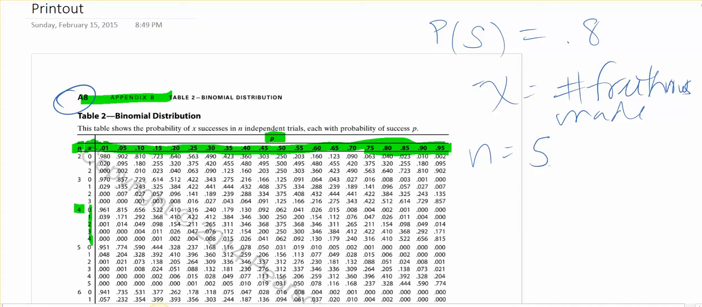Okay, so she's going to shoot five free throws, and what would we expect her to make is one of the questions from the last video. And so what is the average? So 5 times 0.8, we would expect her to make 4. So let's live on the edge. What's the probability that she would make 5?